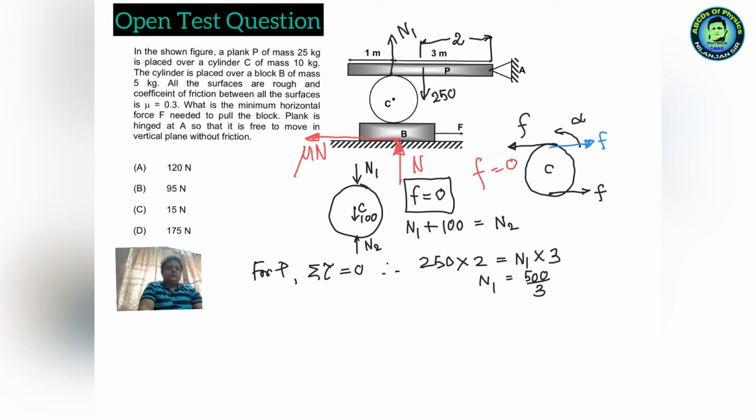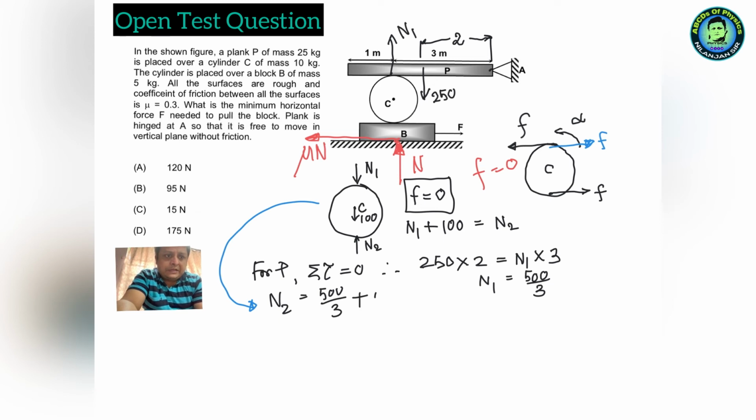Okay, so again let's go back to the cylinder. N1 we have found out, 500 by 3. So what is N2 now? N2 equals 500 by 3 plus 100. That means it is 800 by 3. Now at last let's look at the block B.